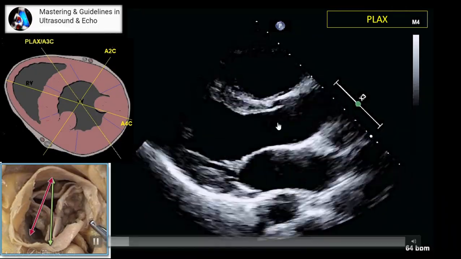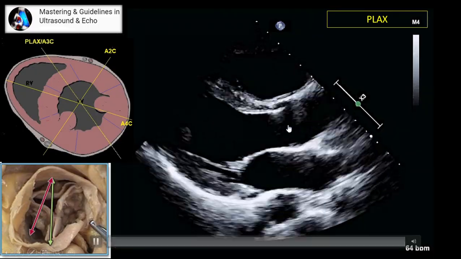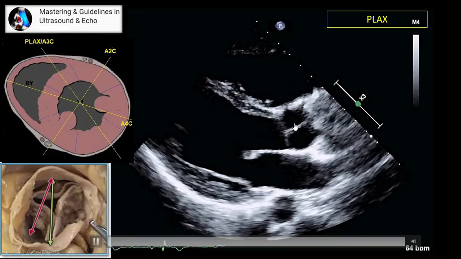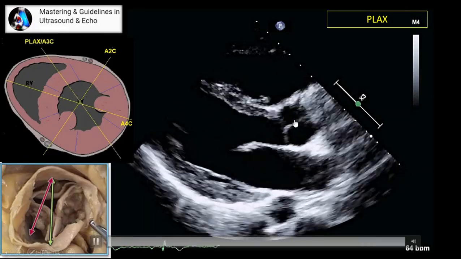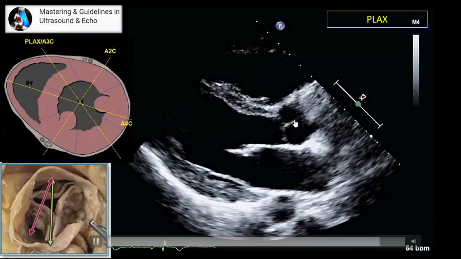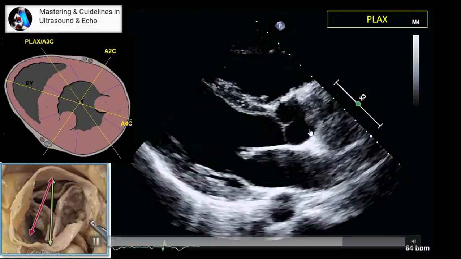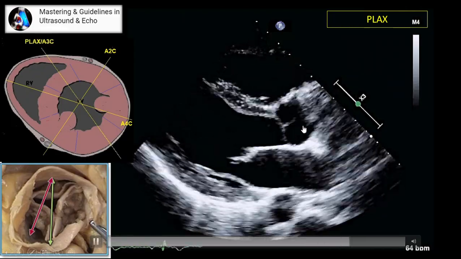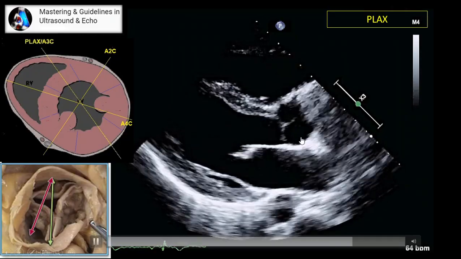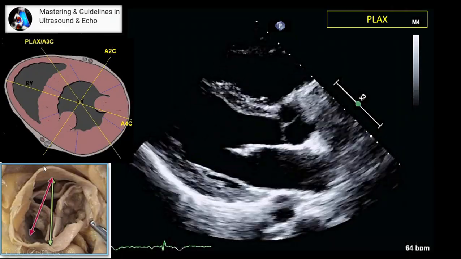If our coaptation is not at the center of the aorta, in other words, coaptation is eccentric, this line you will see a little closer to the anterior or closer to the posterior. We call it eccentric coaptation. If it's eccentric, it can be for two reasons. First, we are off the axis.